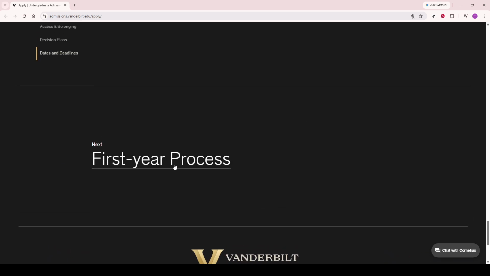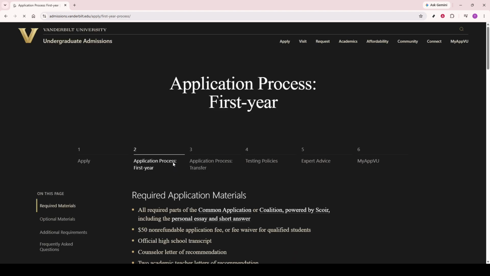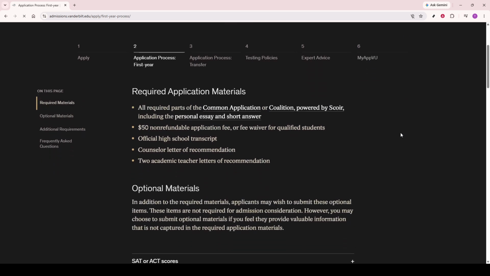Vanderbilt is also test optional for first-year applicants. That means submitting SAT or ACT scores is not required. If you decide your scores strengthen your application, you can self-report them during the application process. You'll also need to pay the application fee, which is $50, unless you qualify for an approved fee waiver.